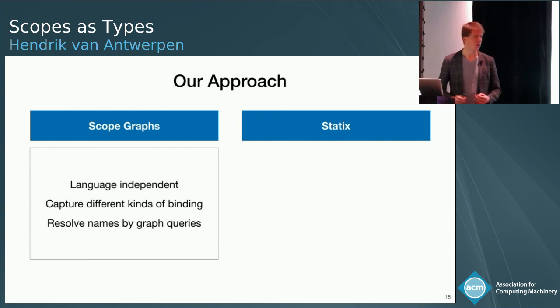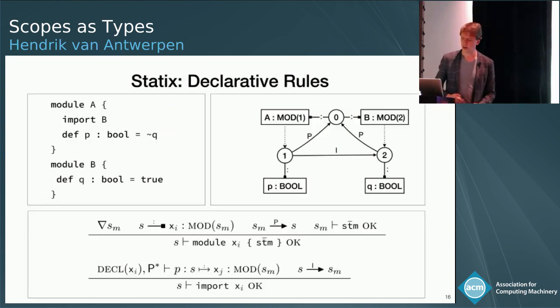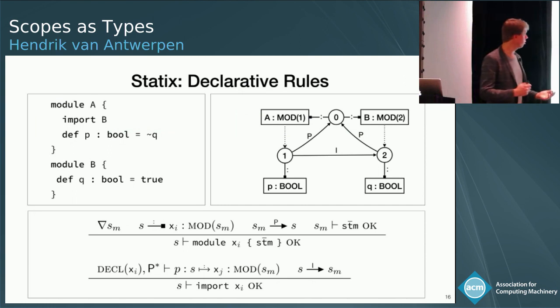So now I want to talk about Statix and how we can use this model. First of all, how can we write declarative rules? And second of all, how can we execute those? I will start by showing what these rules look like. I will use the module example here. I realize that the rules are a bit low here, so I hope you will be able to follow what's going on.